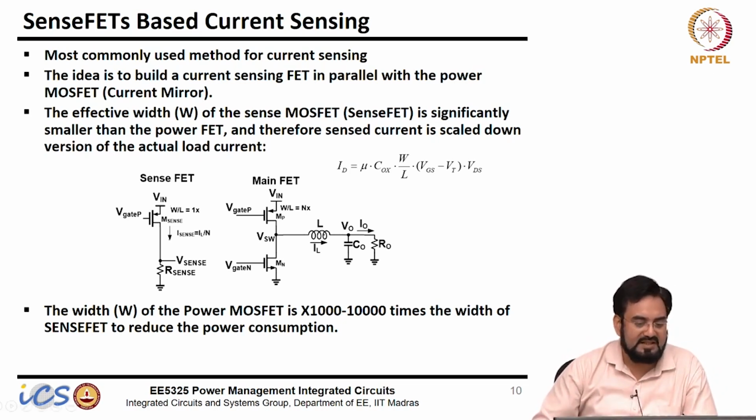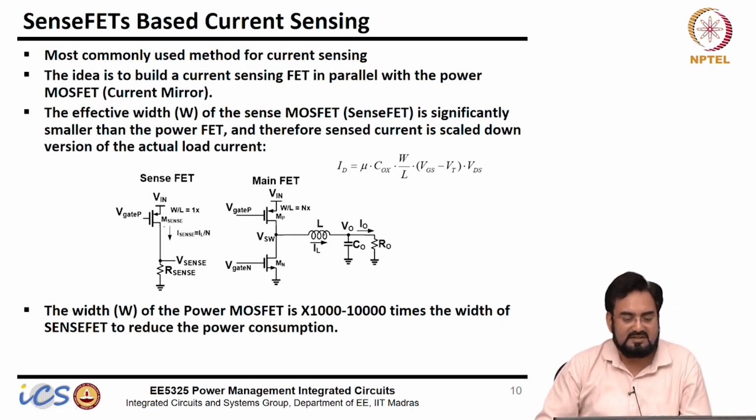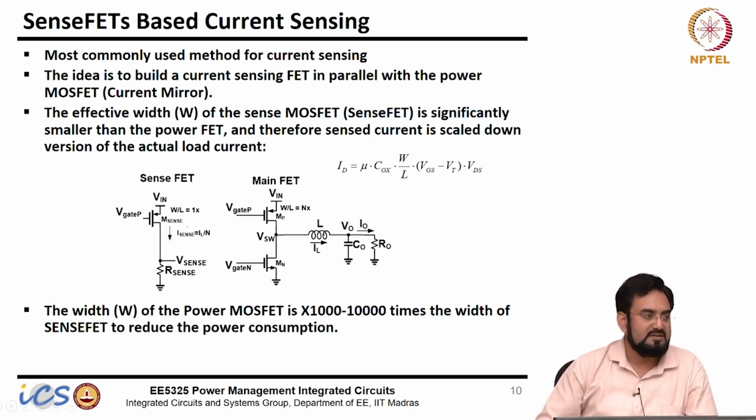But here in the linear region, even a small change in the voltage can cause a huge change in the current. So which means we have to match both VGS and VDS, and that's what we do here. If this is n times and this is 1x, again a 1:n ratio here, which could be 1000 to 10,000 times.